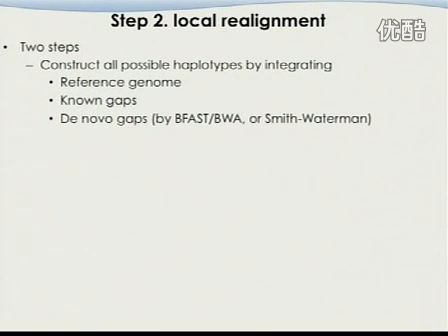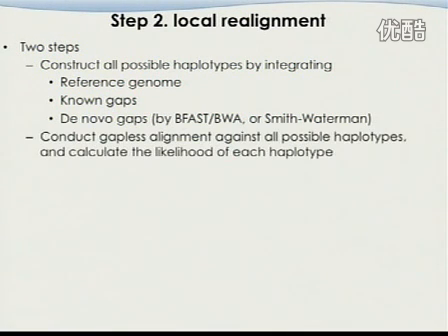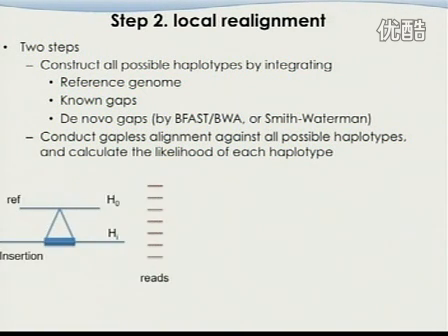The second step is to really do the local realignment, and there are also two steps in here. The first one is to construct all possible haplotypes by interrogating the reference genome, known gaps, and the de novo gaps found by our alignment algorithm. The second step is to conduct a gapless alignment against all possible haplotypes and calculate the likelihood of each haplotype. Here's what that means.